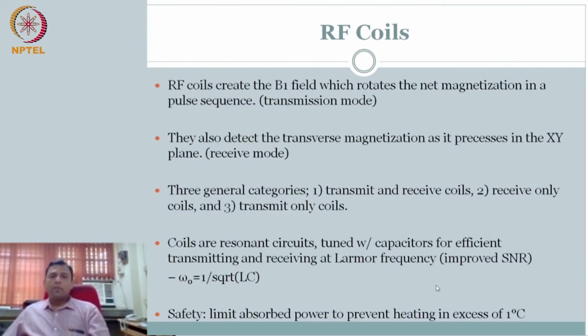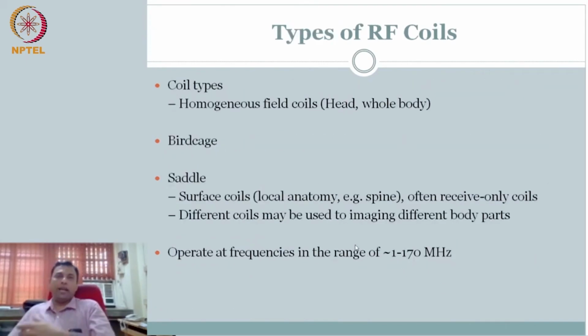Okay. So types of coils, you can have different types of coils. What do we mean by that? Apart from transmit and receive, what I mean by different types is that you can have a big coil which gives what we call a homogeneous field. You have it for the whole body, whole head, any location can be done. So this is a whole body coil.